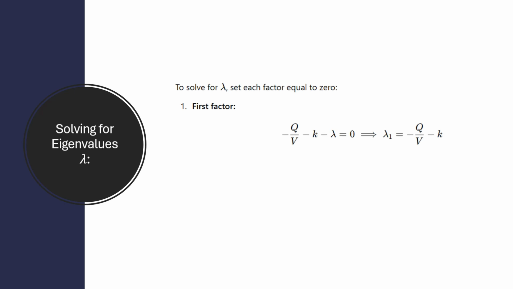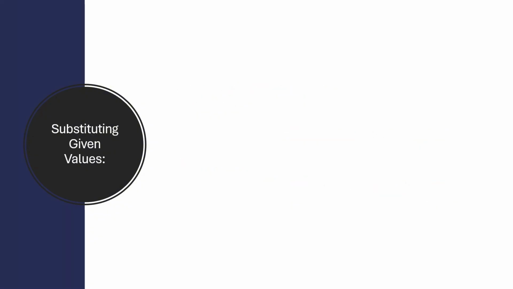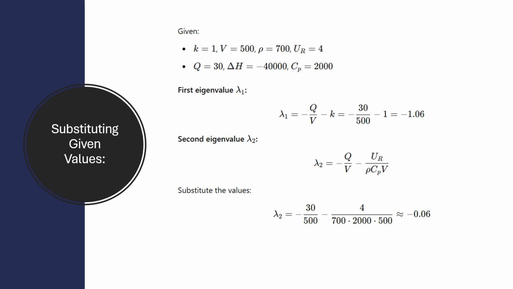And now, solve for the eigenvalues of lambda. So the first factor is the first term of matrix J minus lambda I. As you can see here, you have set the first element of it equivalent to 0. And so you get your first eigenvalue as negative Q over V minus K. And as for the second factor, after solving this equation, you will get your second eigenvalue as negative Q over V minus UR P Cp over B. And so now, you can determine the exact eigenvalues of lambda using all the variable values given.